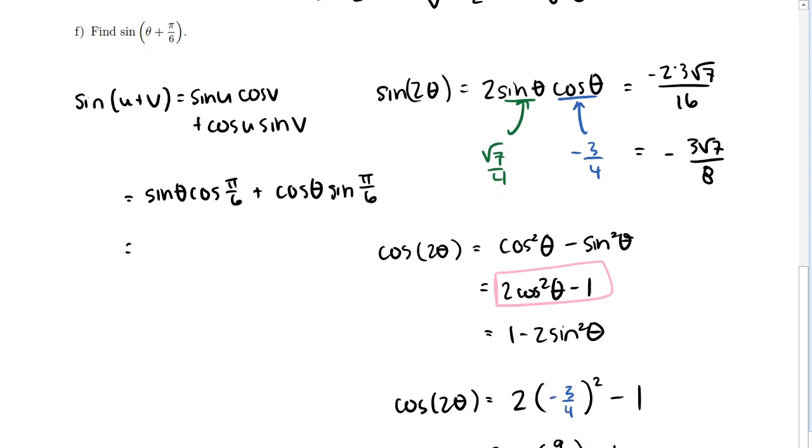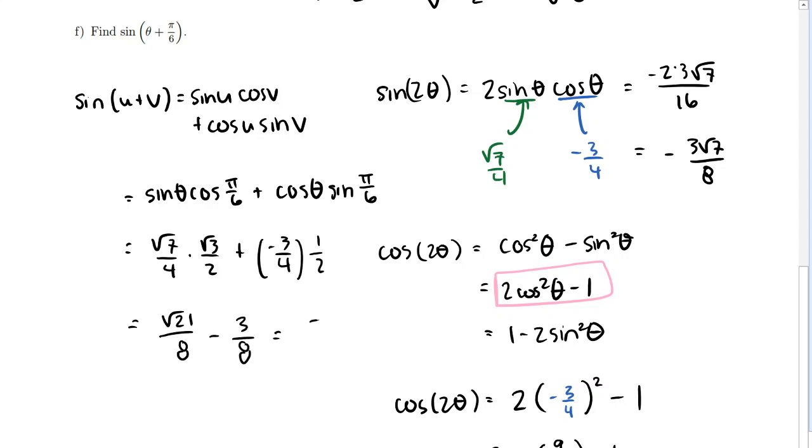Well, this is equal to, well, we know sine of theta is square root of 7 over 4. We know cosine of pi over 6 is square root of 3 over 2. We've got cosine of theta is negative 3 over 4. And we've got sine of pi over 6 is 1/2. So this is square root of 21 over 8 minus 3 over 8. And this doesn't really come out much better. This is negative 3 plus square root of 21 all over 8.